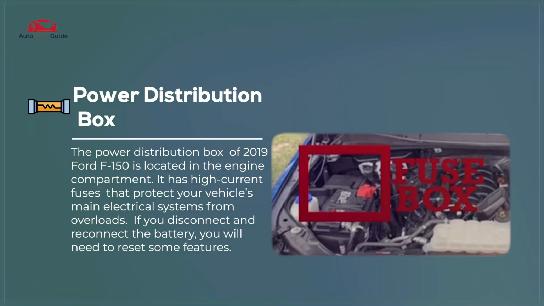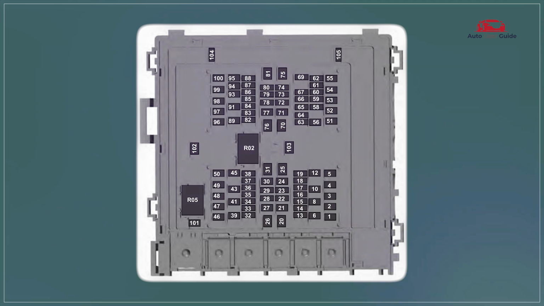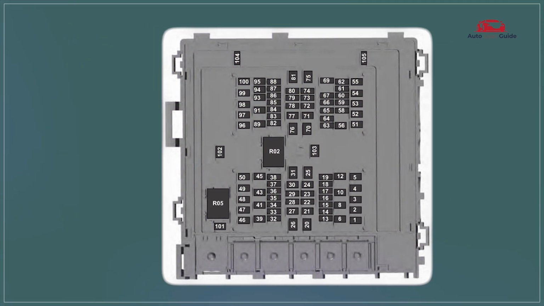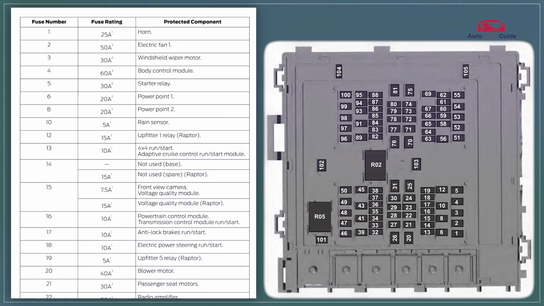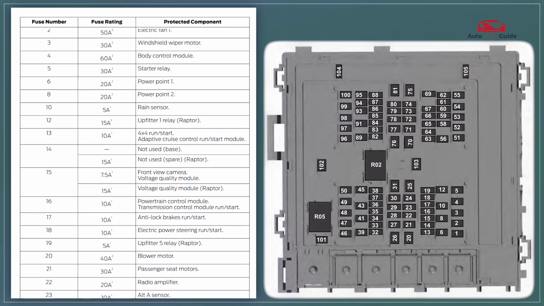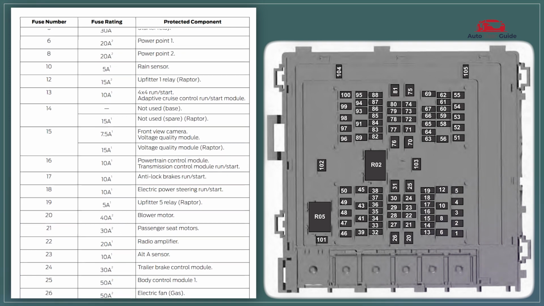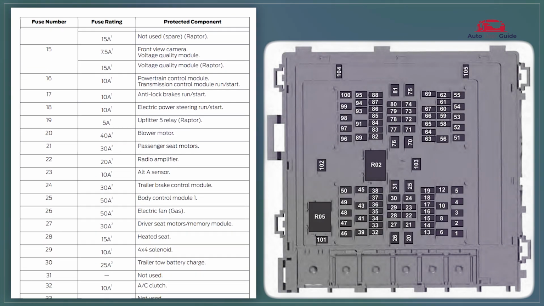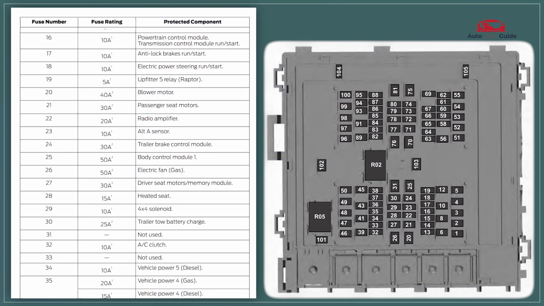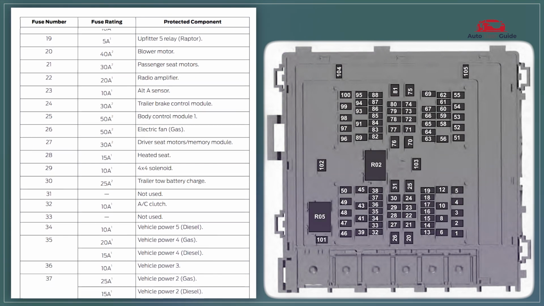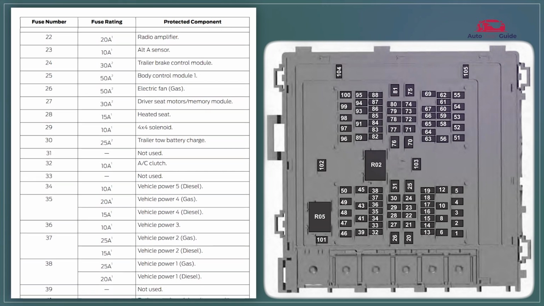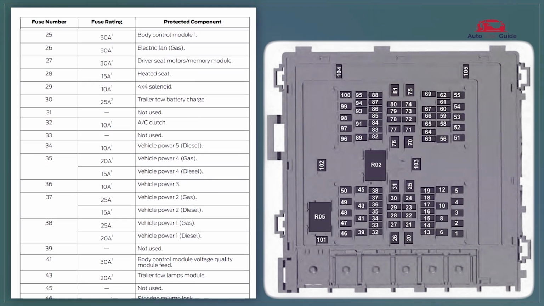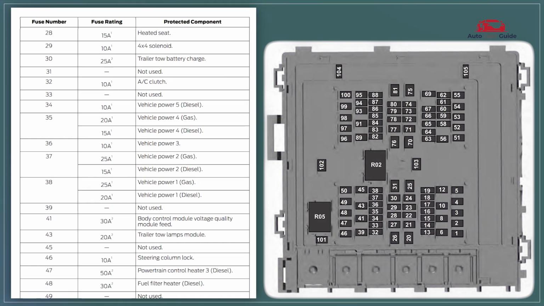Power distribution box. The 2019 Ford F-150 power distribution box organizes and protects key electrical circuits, such as those for the engine, lights, and auxiliary systems. It houses relays and fuses to prevent overloads and electrical faults. Accessible placement allows for quick maintenance and troubleshooting.